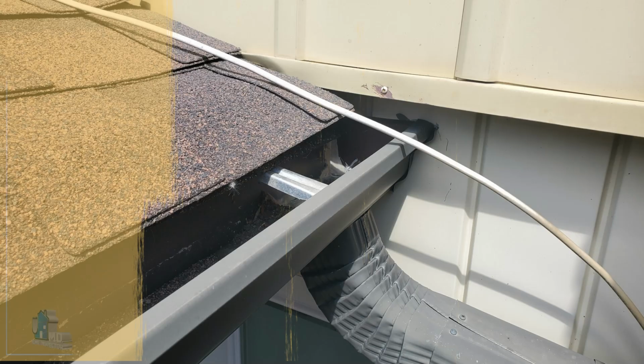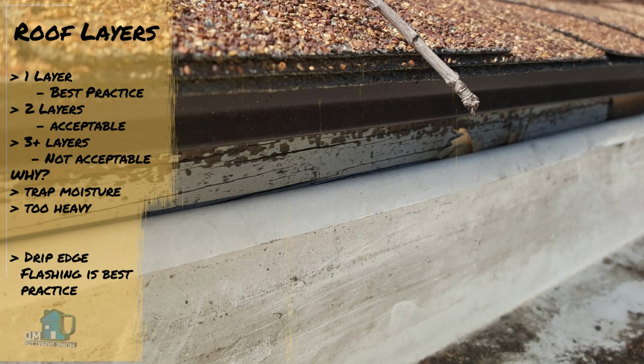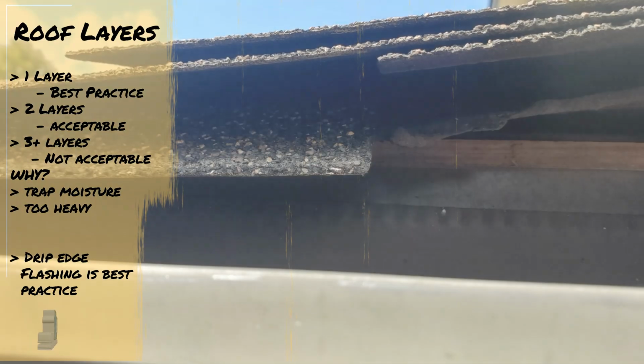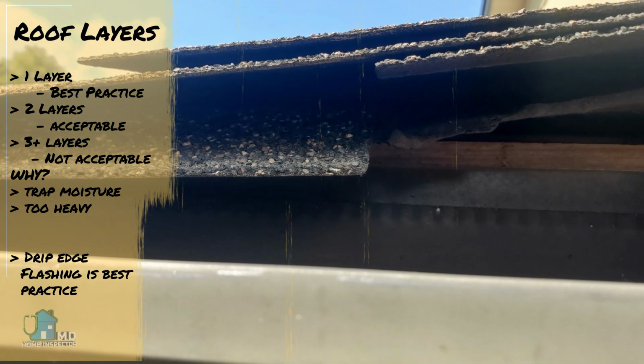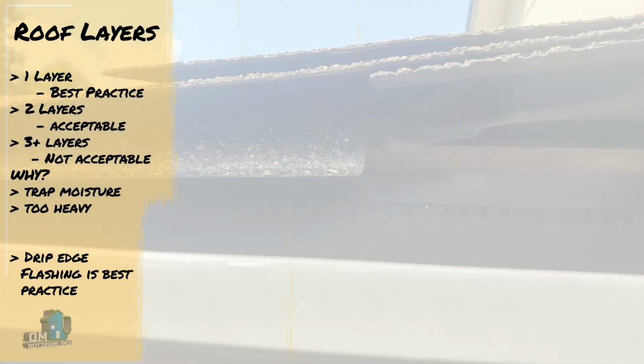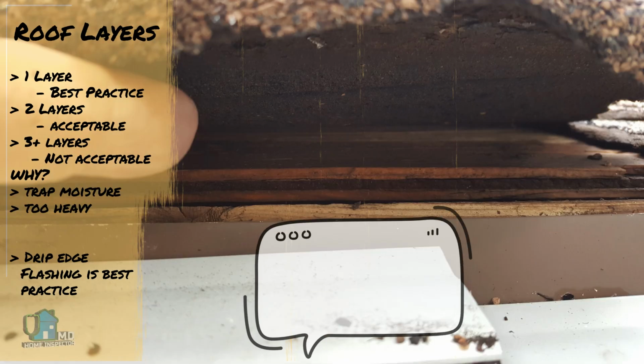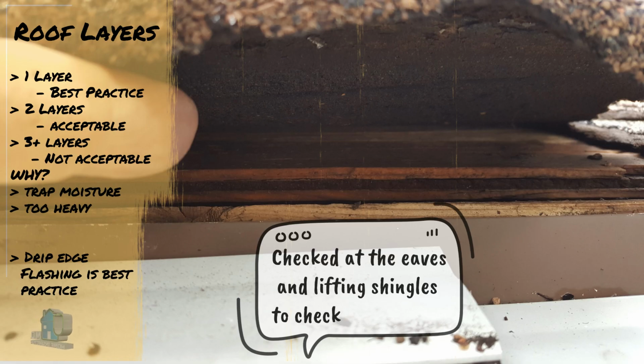One often overlooked aspect of roofing is how many layers are installed on the roof. 1 layer is always best practice. 2 layers are normally acceptable, but anything more than 2 is not acceptable and needs further investigation. Multiple layers can trap water and heat, but they also put additional weight on the structure of the house that it was not designed to handle. Look at the edge of the roof and see how many layers there are.